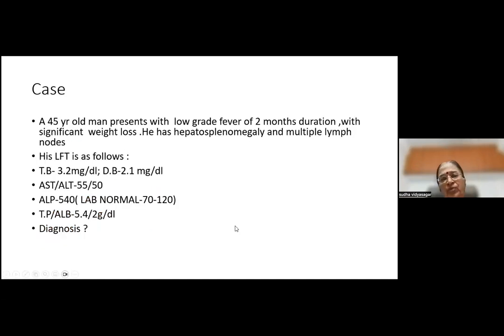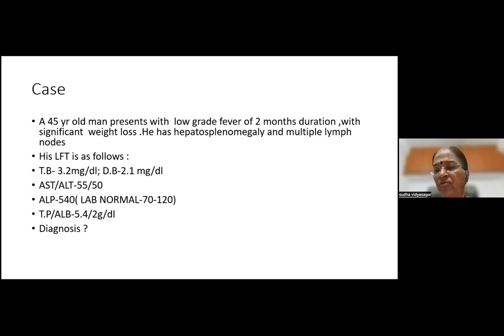Next one. A 65-year-old man presents with low-grade fever of 2 months duration with significant weight loss. Hepatosplenomegaly, multiple lymph nodes. That's the LFT. So, what's the diagnosis here, please? A 45-year-old man, low-grade fever, 2 months duration, significant weight loss, hepatosplenomegaly, multiple lymph nodes. That's the LFT. So what's the diagnosis?